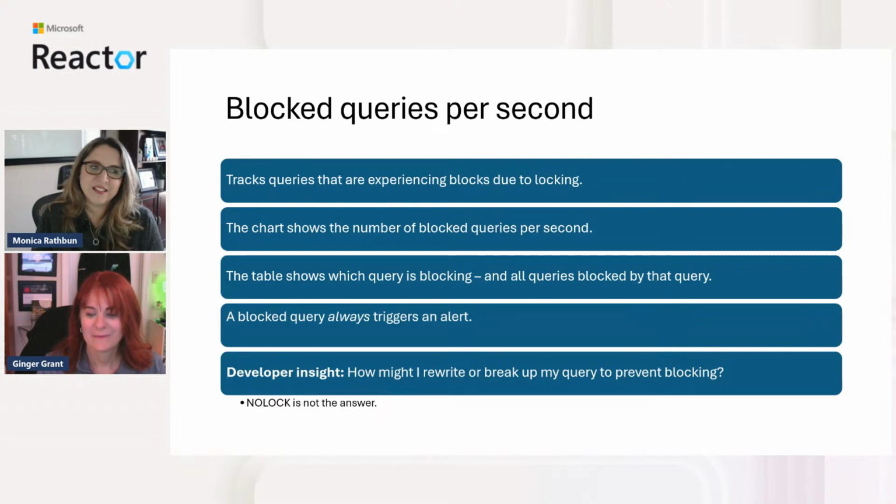I love this little hint down here at the bottom, Ginger. My favorite. I like that this is on here. If you look at that developer insight, you're going to figure out how to rewrite and break up your queries to prevent this type of blocking. But note this little note here. I love it. It says, no lock is not the answer. I know. I've seen so much of that over time. People are like, well, I got no lock on it. Why am I having a problem? Because it's not the answer to the problem.